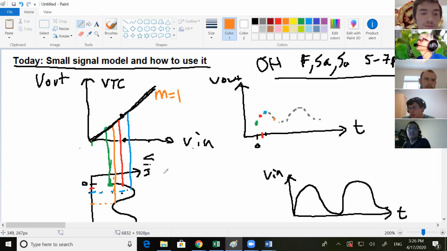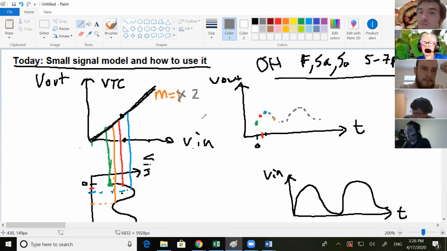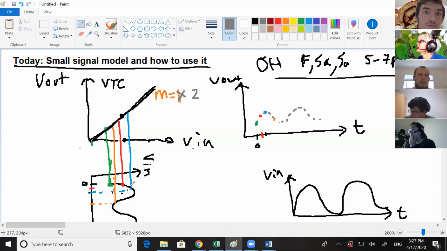If the slope is 1, then however much V in changes, V out will change the same amount. Let's say you made that a gain of 2. How would the output compare to the input? It would be double. For any change in V in, you'd get twice the change in V out. So you'd have twice the size of the signal.